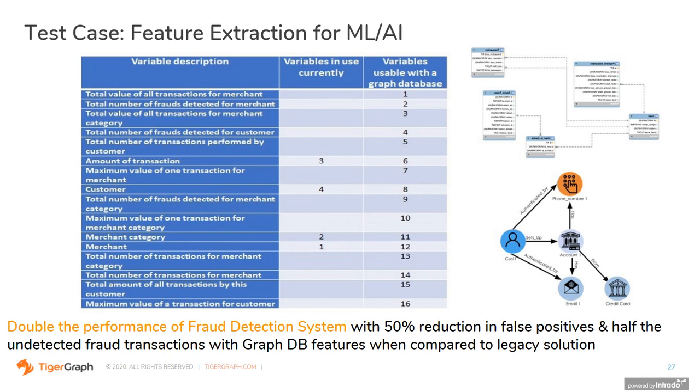You want to have a good set of features to associate with the target results, in this case, fraud or not. The more features you have and the more appropriate features you have, the more accurate a machine learning model you're going to get. That's why it's so powerful to have more variables, and more variables that are worthwhile. So in this analysis, it actually doubled the performance of the fraud detection system by reducing the false positives by 50%.